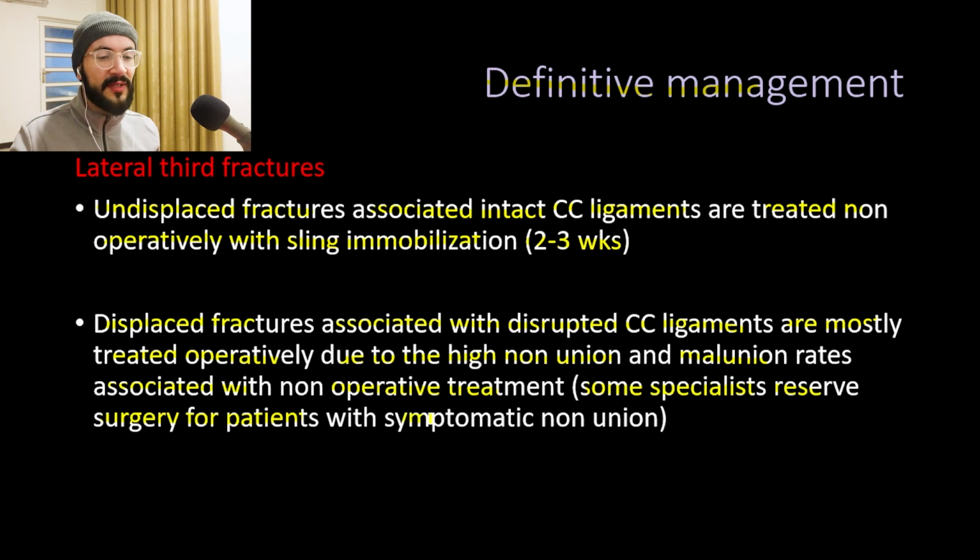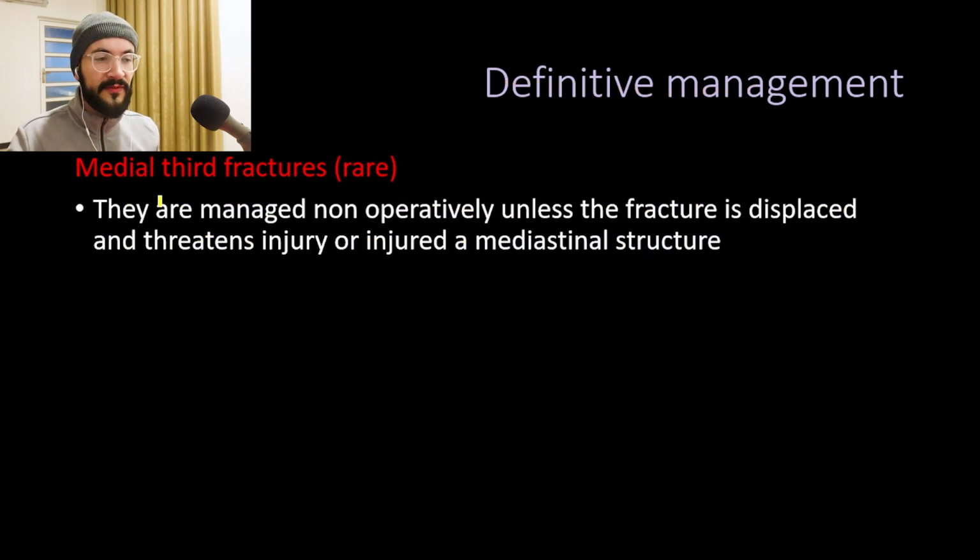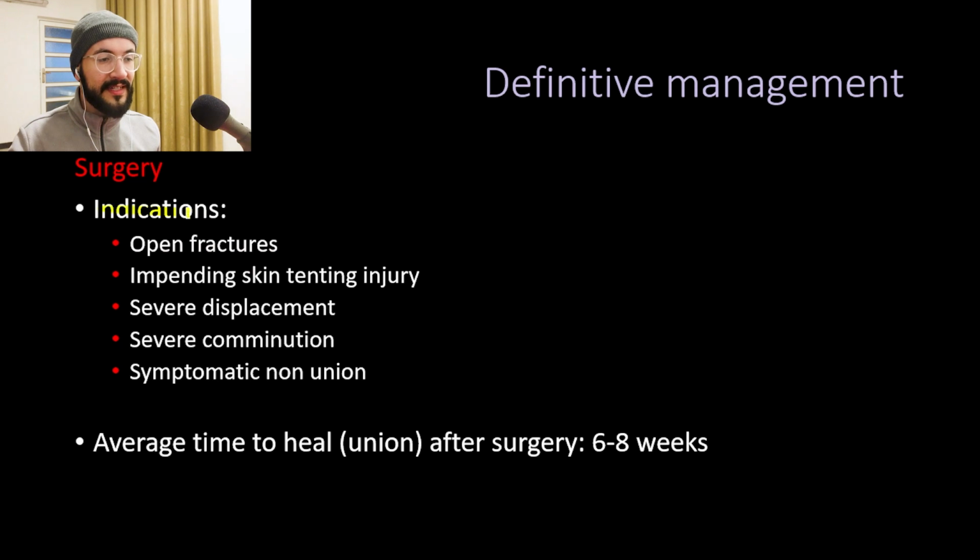So they are better treated operatively, but some specialists would treat them conservatively and reserve the surgery for the patients that have symptomatic non-union. Finally, regarding the medial third fractures, which are rare, those are managed non-operatively unless the fracture is displaced and threatens injury to a mediastinal structure, then we have to treat it operatively. Now, regarding the indications for surgery in clavicle fractures, those include an open clavicle fracture, an impending skin tenting injury, and severe displacement or severe comminution or symptomatic non-union.